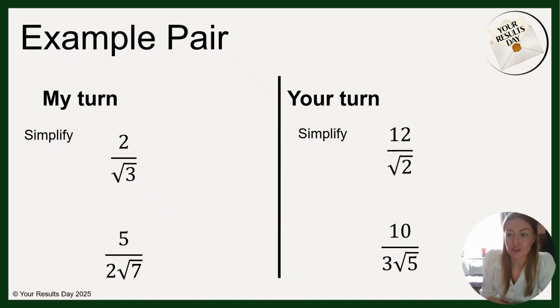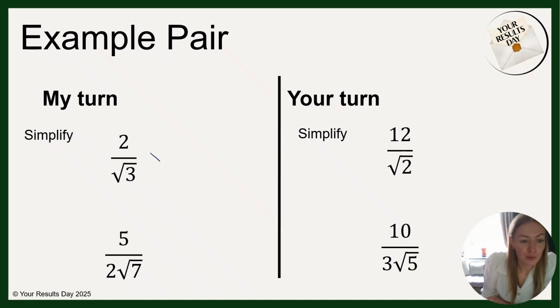And now we're moving on to rationalising the denominator. All that means is we cannot have an irrational number in the denominator, which is the bottom of the fraction. So we've got to get rid of that surd on the bottom of the fraction. Doesn't matter though if we've got one in the top.